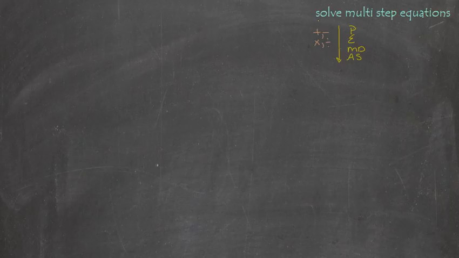When you're solving, you work up PEMDAS. And what that means is you want to move things across the equals sign by addition and subtraction first, finish all of that, and then move things across the equals sign by multiplication and division.